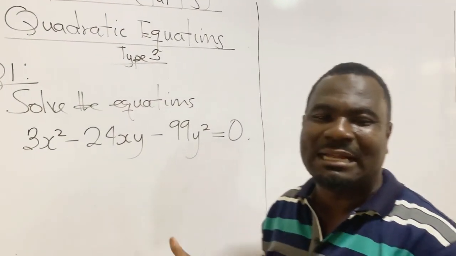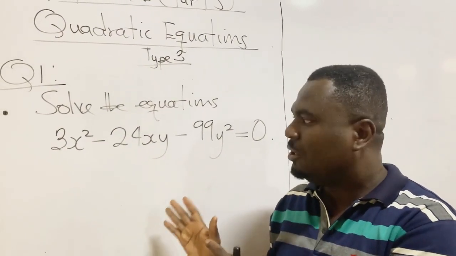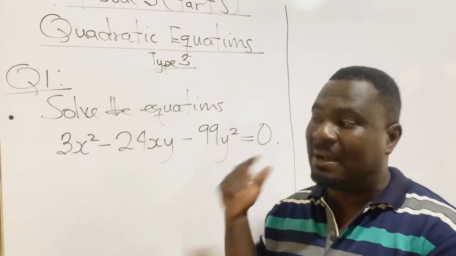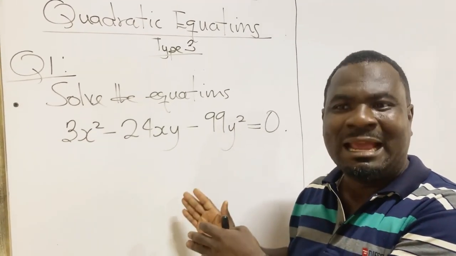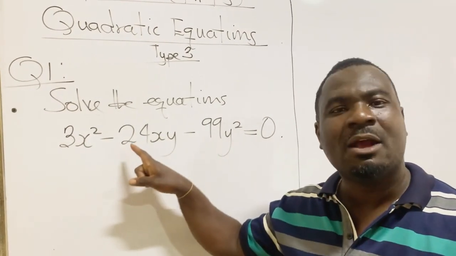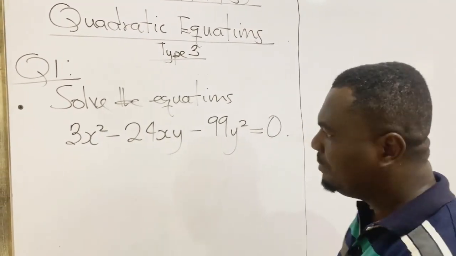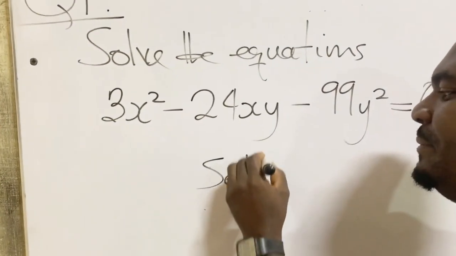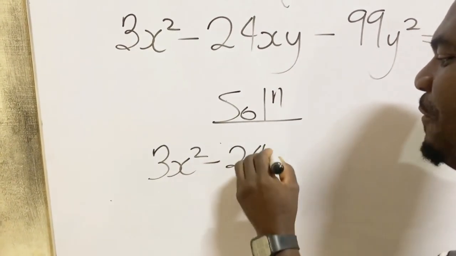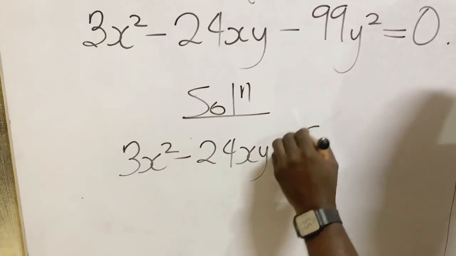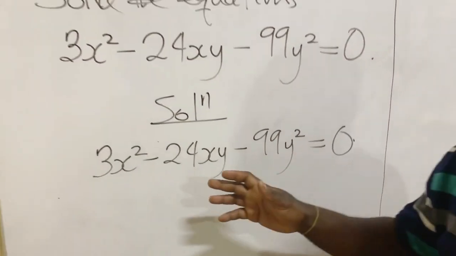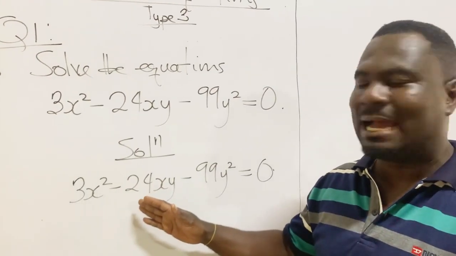I said earlier on that anytime you are given a quadratic equation to solve, you can use any method, but with this one I'm using factorization. The interesting part is that I'm using a calculator in solving this quadratic equation. So watch it. You write your solution: 3x squared minus 24xy minus 99y squared equal to 0. Like I said, I'm using a calculator in solving this.